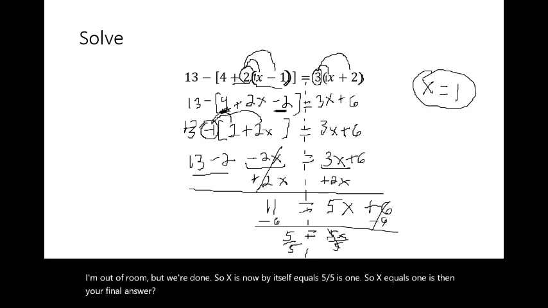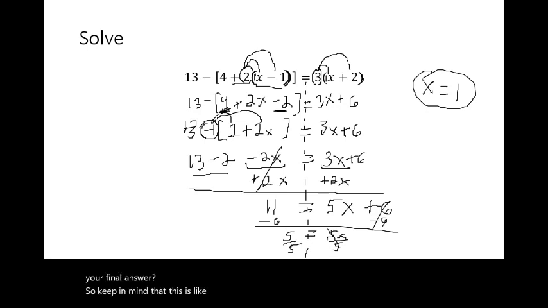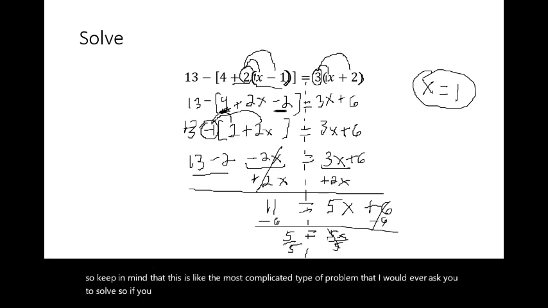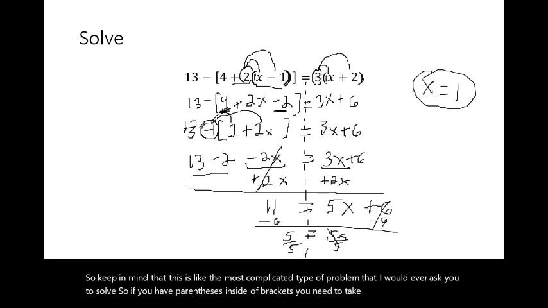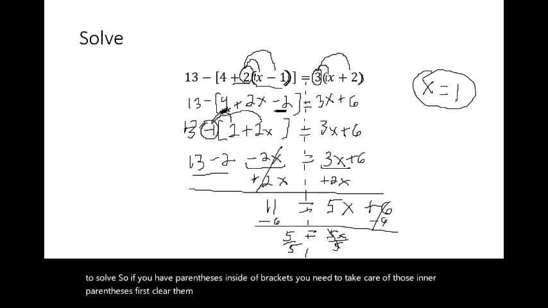So keep in mind that this is like the most complicated type of problem that I would ever ask you to solve. So if you have parentheses inside of brackets, you need to take care of those inner parentheses first, clear them out by distributing, combine any like terms in the brackets, and then clear out the brackets by distributing. So that is going to be it for section 8.3, which is solving linear equations involving either 2 steps or more than 2 steps. Just keep in mind that the number of steps that are necessary all depends on what's in the problem and how complicated the problem is.